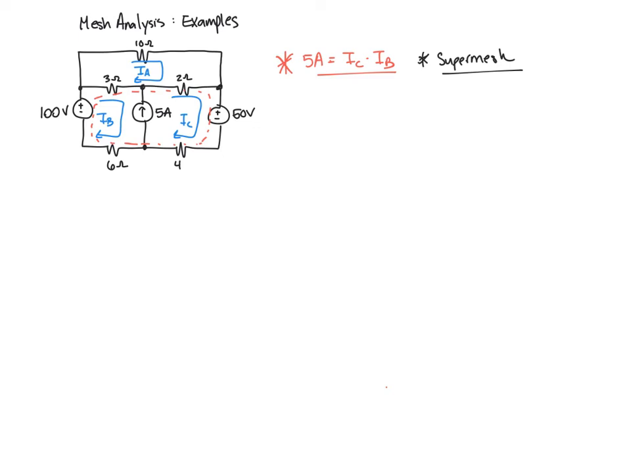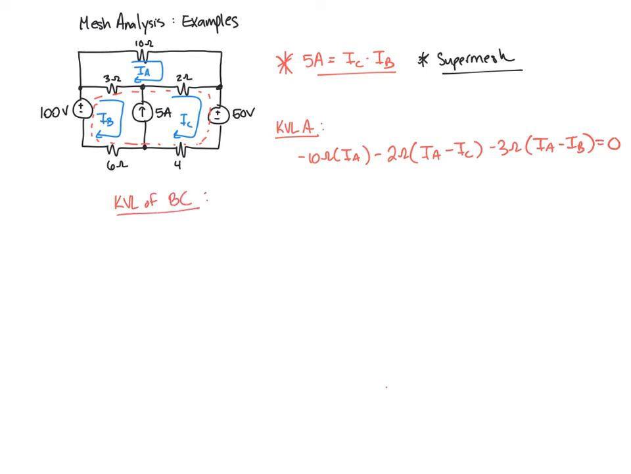So in this case, for solving this as a supermesh, we still need KVL of mesh A, at which point it's going to be negative 10 ohms times IA. I'm going to go quickly through this because we did it last time. Minus 2 ohms times IA minus IC, minus 3 ohms times IA minus IB. Okay, and then what we can do is do a KVL of supermesh BC instead of single individual KVLs.